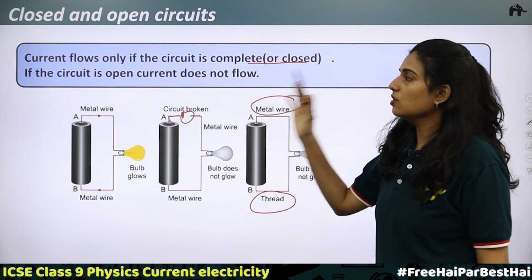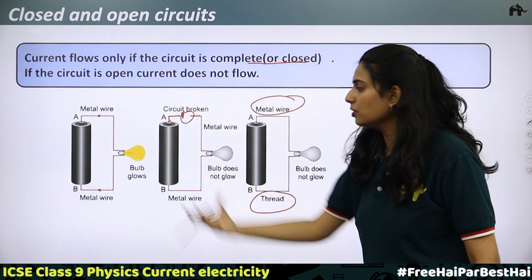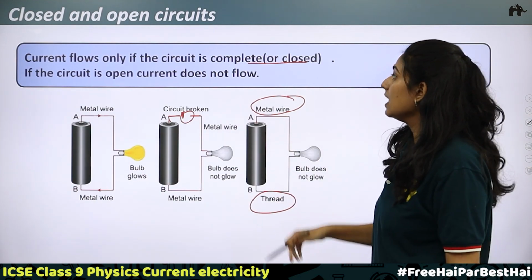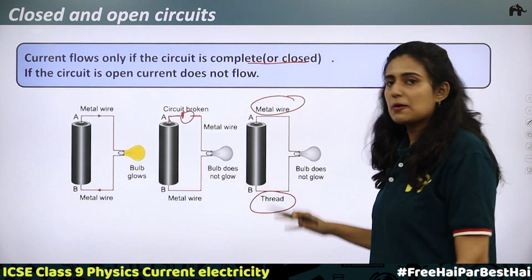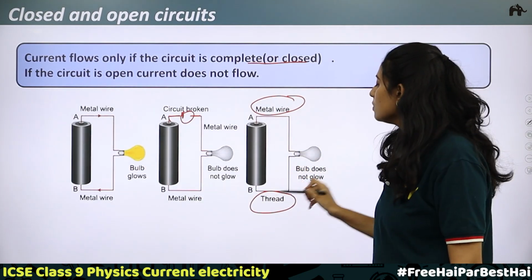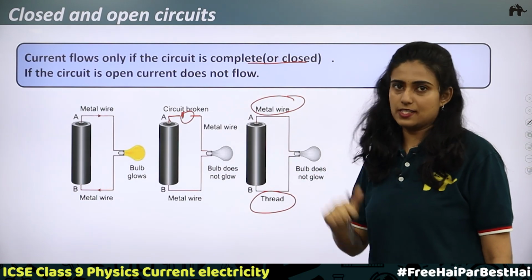So, understood what is a closed circuit and an open circuit? The device should work. The bulb should glow. Only in that case can we say it is a complete circuit or a closed circuit. This appears to be a complete or closed circuit, but since an insulator is being used, you cannot call it a closed circuit. It is an open circuit.